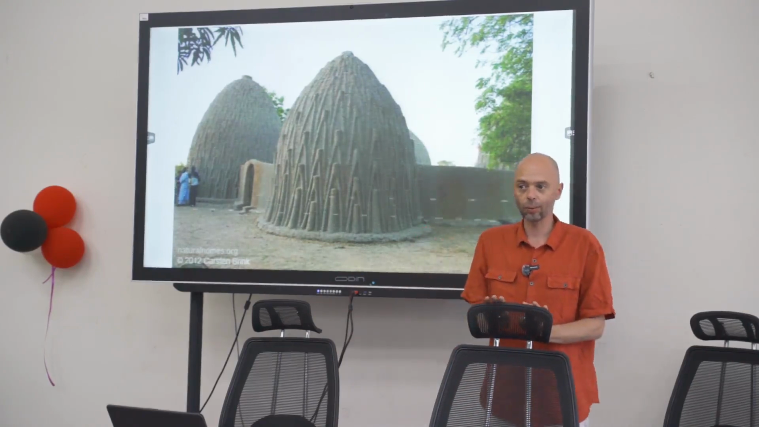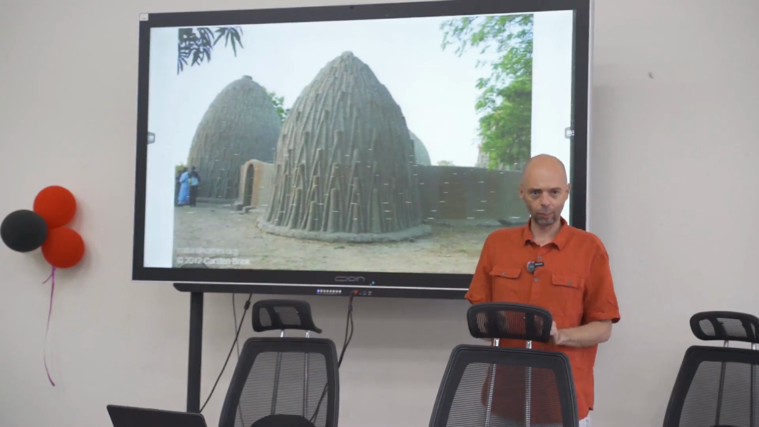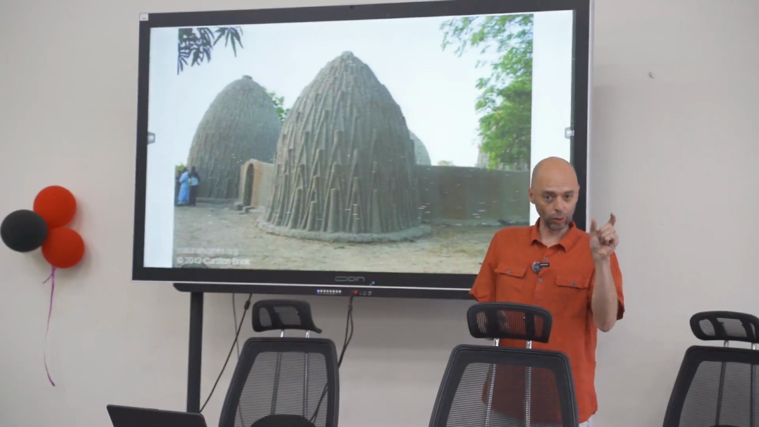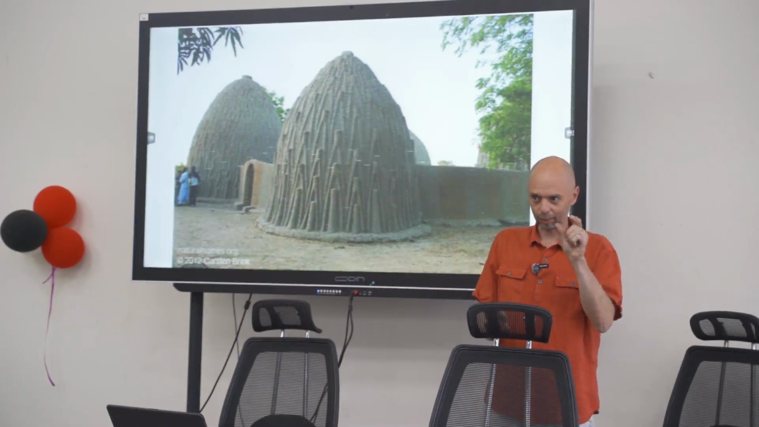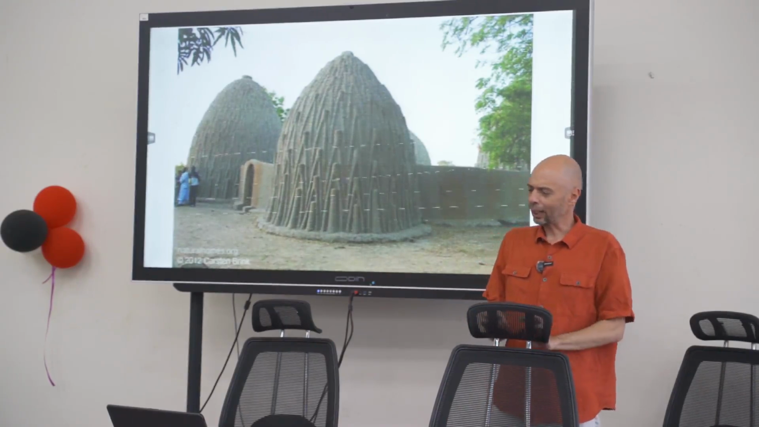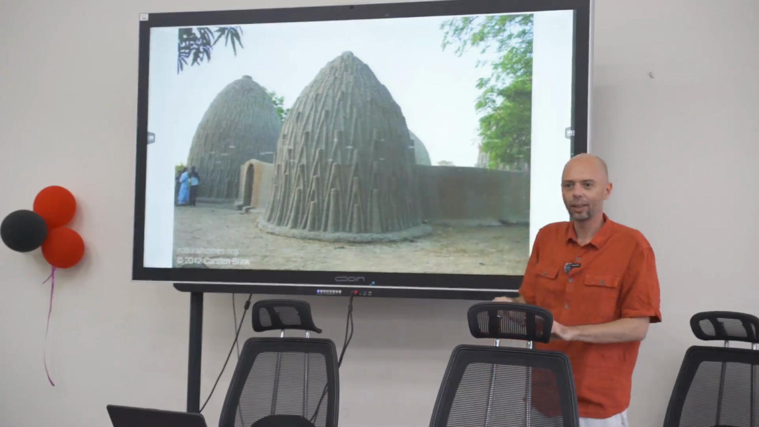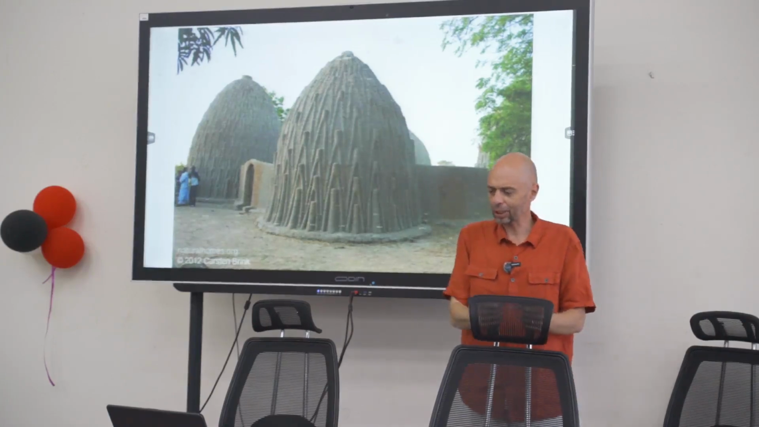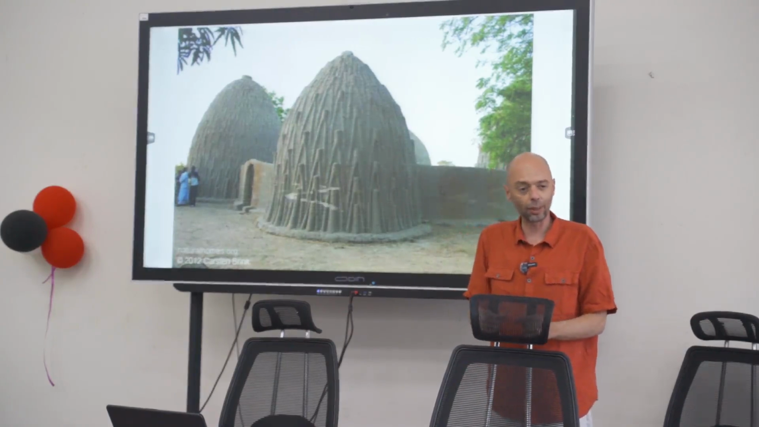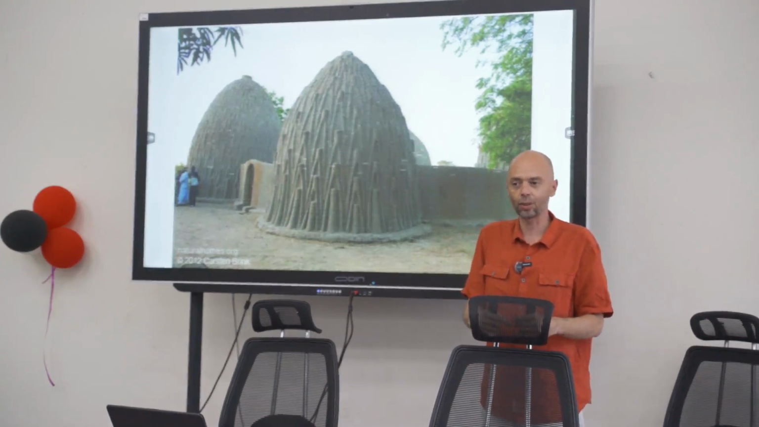There is no wood, there is no straw, it's just mud. It's very thin, the wall is 3 or 4 centimeters thick. Now let's ask, what are these shapes that we see outside? And you see here there is something which is really typical of traditional and vernacular architecture.